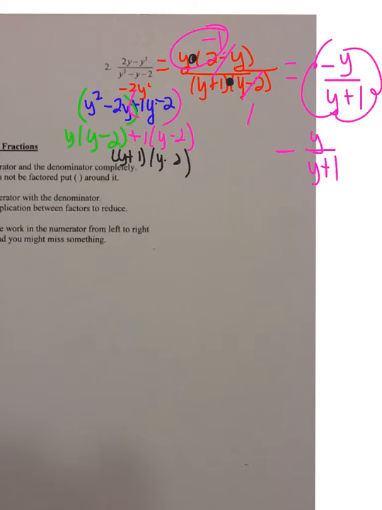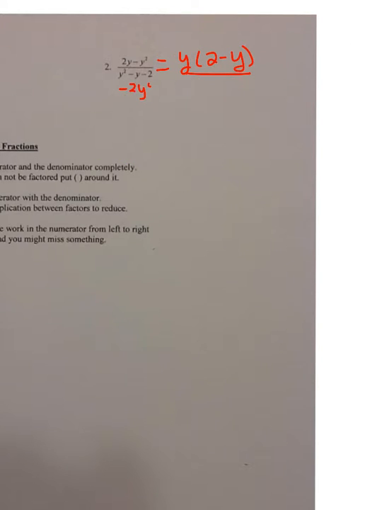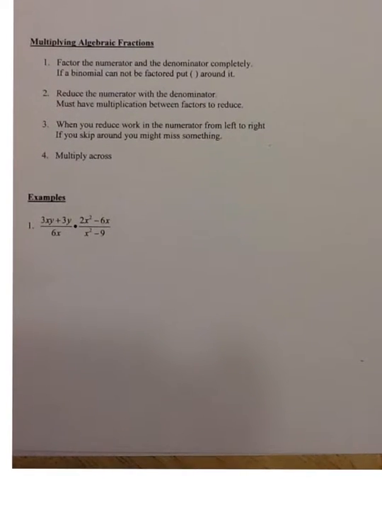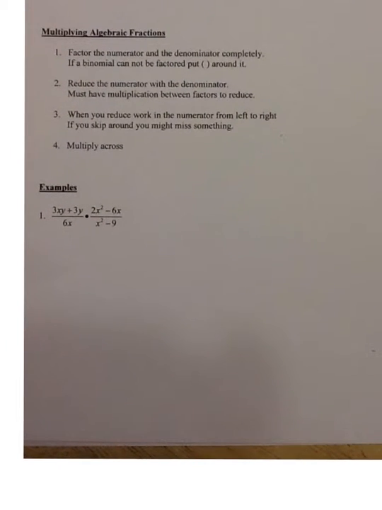All right, so now let's talk about multiplying algebraic fractions, and what do we have to do? It's extremely similar to reducing. It's basically the same exact thing. So let's take a look at the steps here. Number 1 says to factor the numerator and the denominator completely. If you have a binomial that cannot be factored, put parentheses around it.